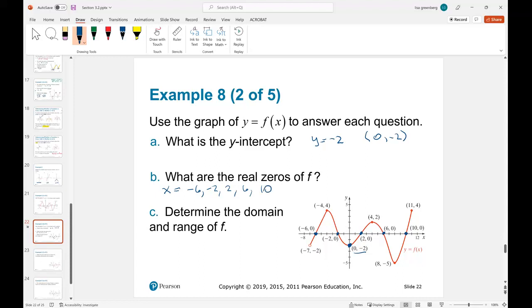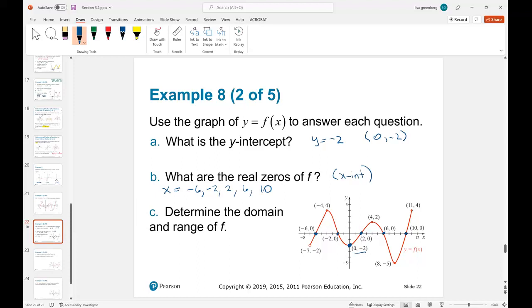So everywhere it hits the x-axis, that's where my real zeros are. They're the same as x-intercepts. Okay? Determine the domain and range.